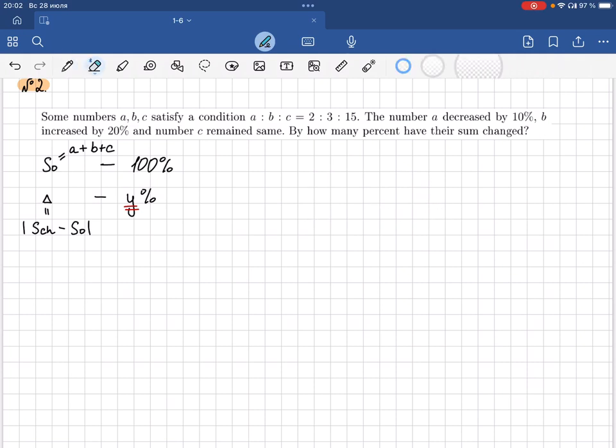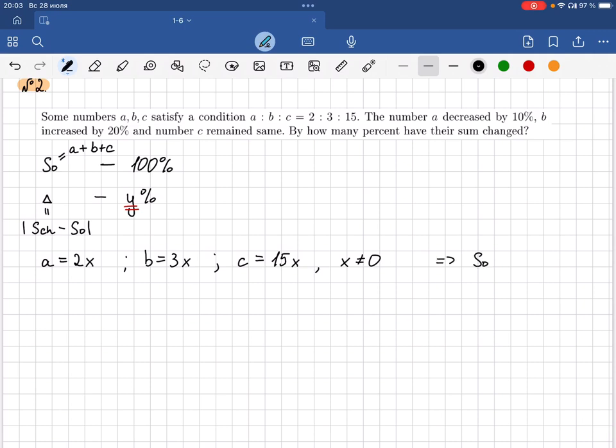So how can we rewrite any arbitrary A, B, and C that satisfy this condition? We can say that A is just 2x, B is just 3x, and C equals 15x, where x is a non-zero number.